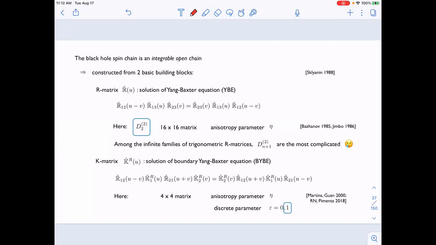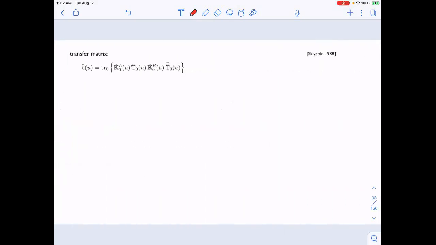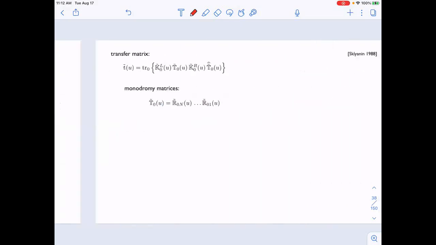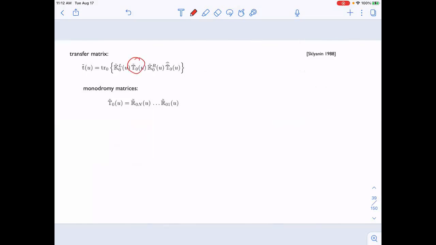Yes, and these K matrices were discussed already before. And then, following the recipe of Sklyanin, the transfer matrix for the model is written like here. Again, everything here is blackboard font, so the transfer matrix is this blackboard T, and everything also has a tilde. The monodromy matrix is just the product of n copies of the R matrix.